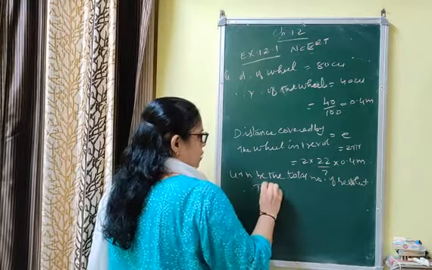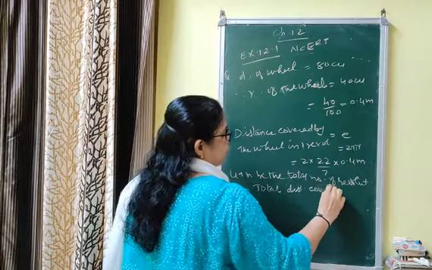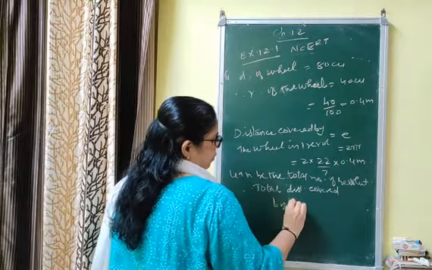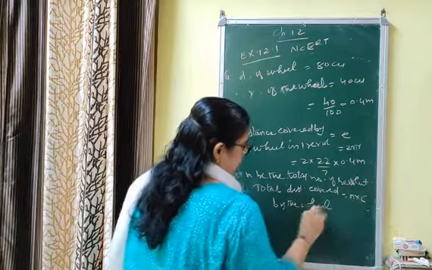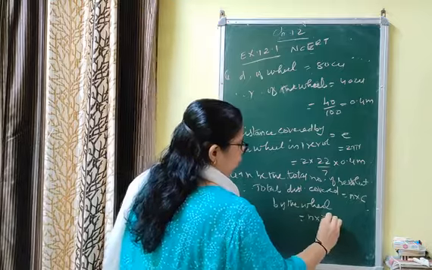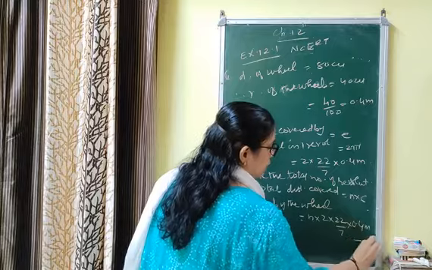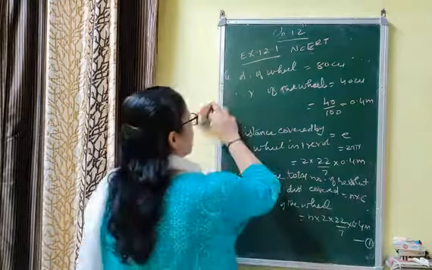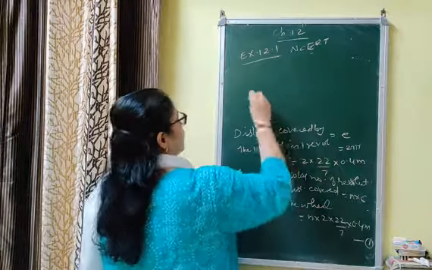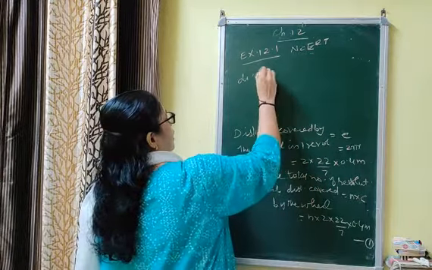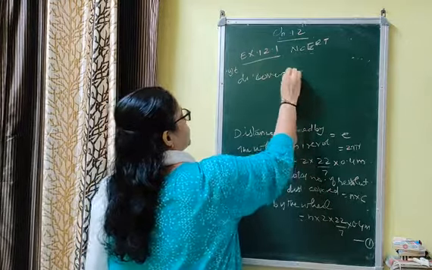Therefore, total distance covered by the wheel of the car is equal to n into circumference, that is n into 2 into 22 by 7 into 0.4 meter. Now, given that distance covered by the wheel, speed is given.